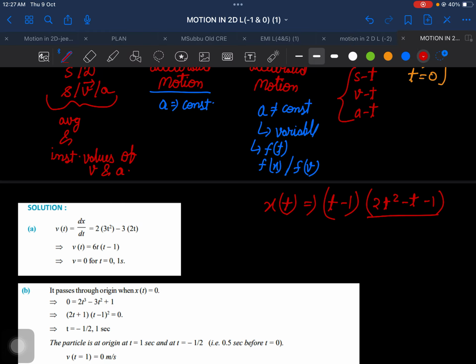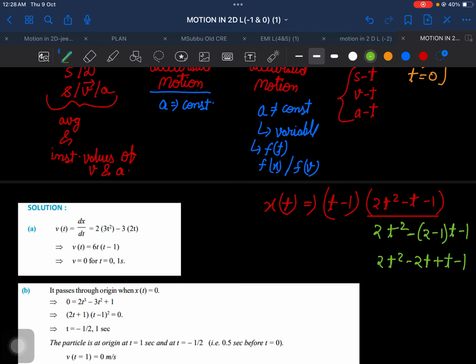Okay, so we can split this again, right? Just check, everyone. Let me use the green color for this. So it will become 2t square, and this will become what? Minus of 2 minus 1. Just think of t minus 1, simply the middle term split method, right? So 2t square minus 2t plus t minus 1.